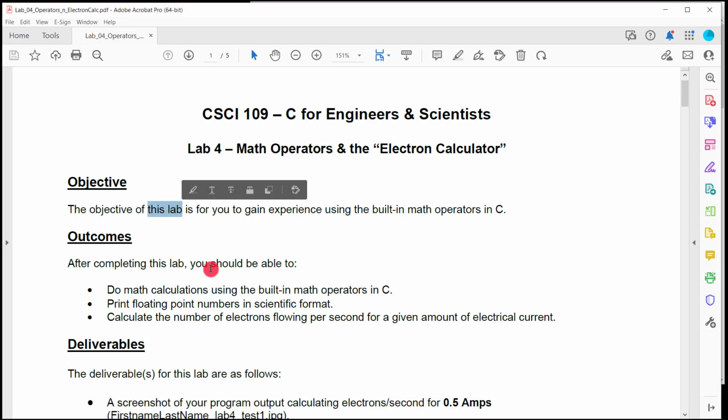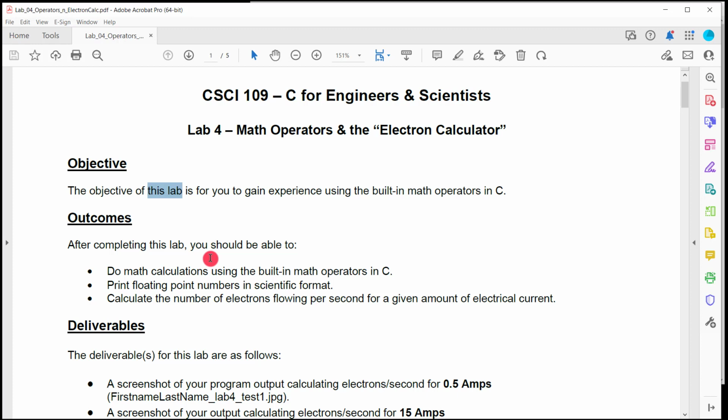All right, so the objective of this lab is for you to gain experience using the built-in math operations in C. And by built-in, what I'm talking about is not the ones that you can add in by including other header files. There's a header file called math.h that we'll get to later. I'm talking about the basic math operations like plus, minus, divide, and multiply, okay?